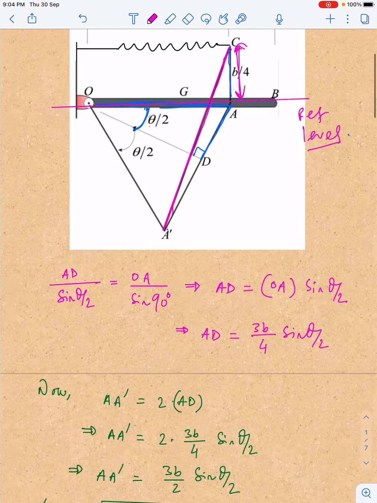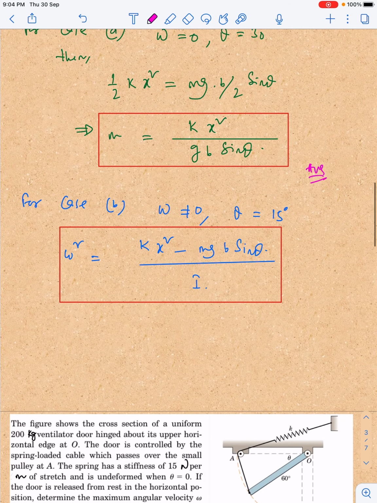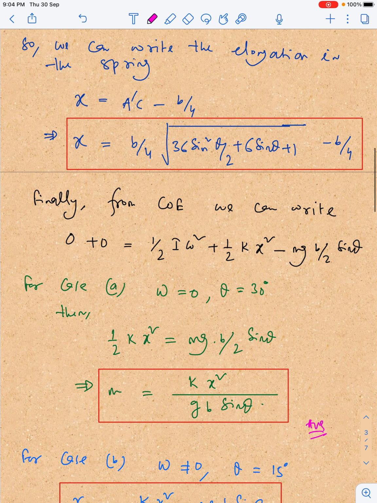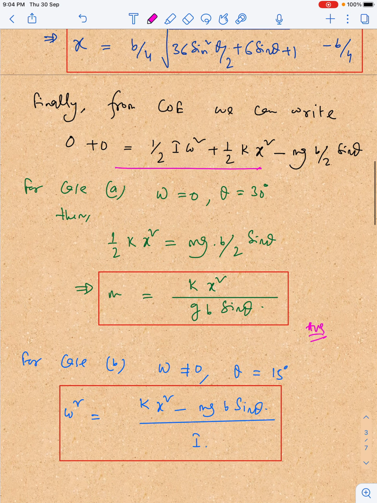Now, if you look at part B, they are asking for the angular velocity omega of the bar when the angular displacement is 15 degree clockwise. Same, just now the angle is half. So what we have to do in case B, only thing we have to do in this equation, omega is not equal to 0, and x value we can figure out as we have done already.